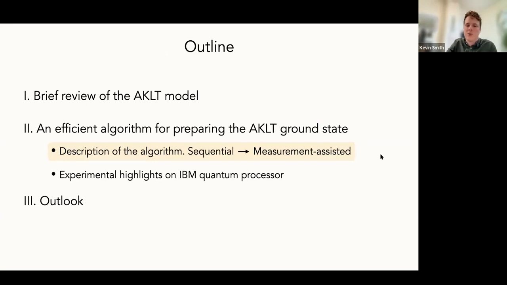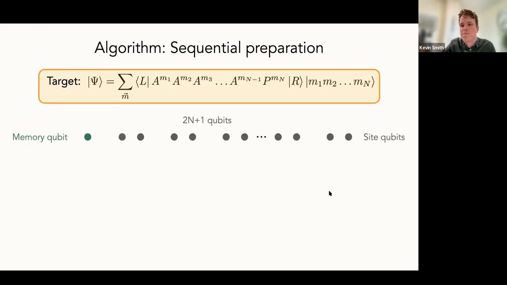What I'd like to do is first explain how you can prepare the state with just local unitary gates, as this is going to give some intuition and really form the backbone for the measurement-assisted approach, which I'll explain afterwards. To explain this, we're first going to remind ourselves of the matrix product state form of the AKLT state. A lot of this really hinges on this matrix product state representation and the algorithm which I'm about to outline for sequential preparation. You can more or less figure out something analogous for any matrix product state.